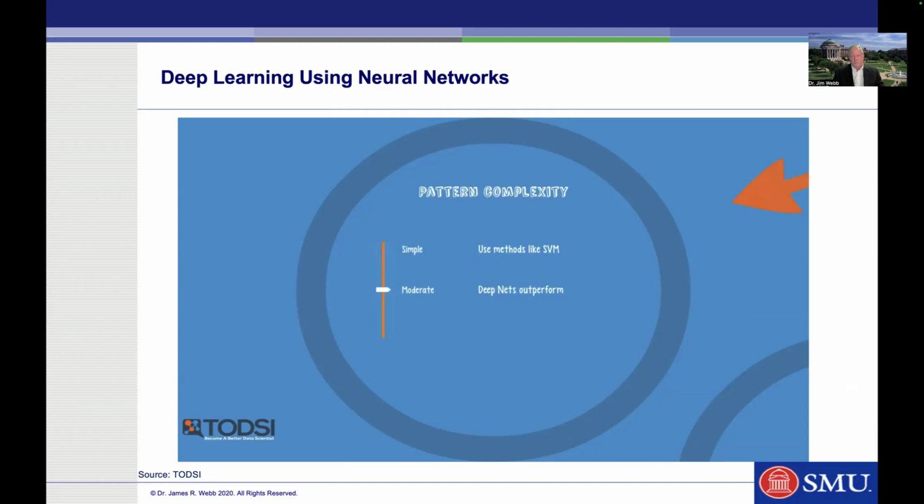So for an intricate pattern, like an image of a human face, for example, basic classification engines and shallow neural nets simply aren't good enough. The only practical choice is a deep net.